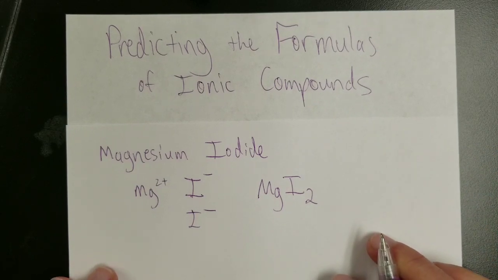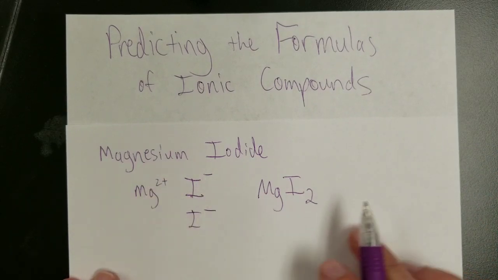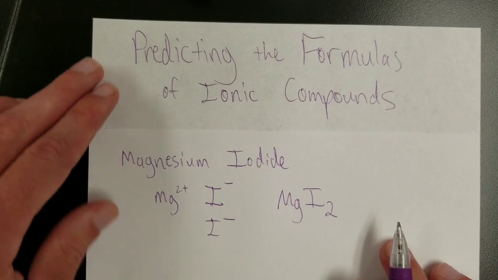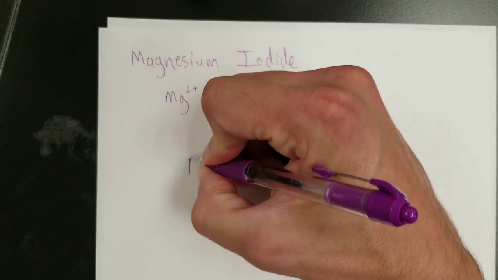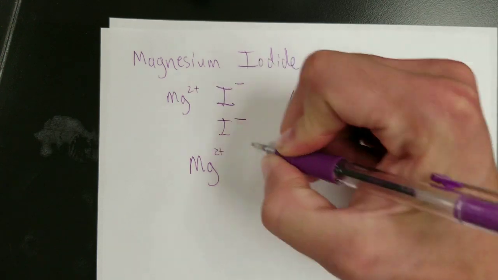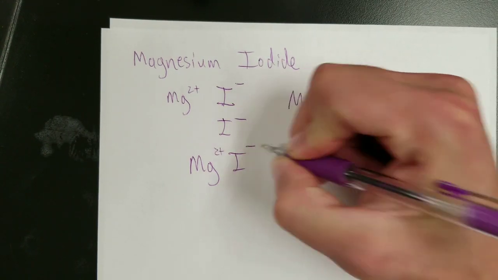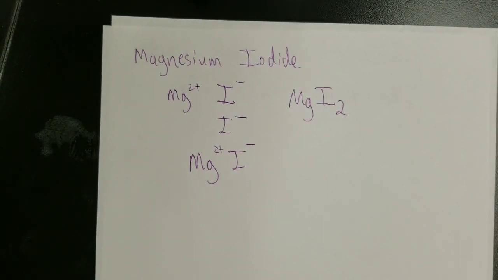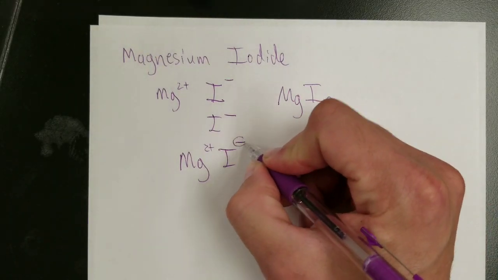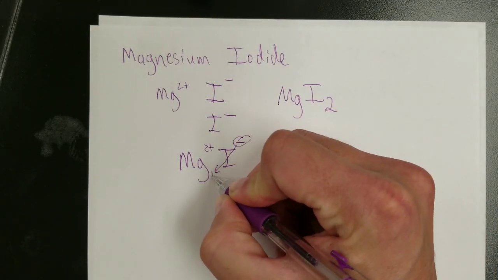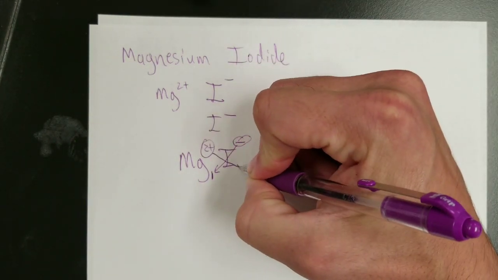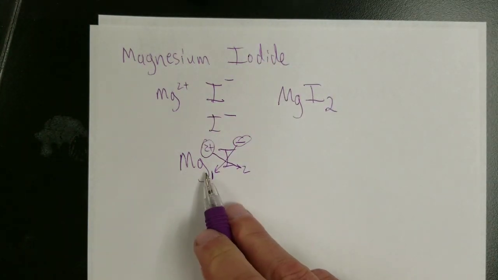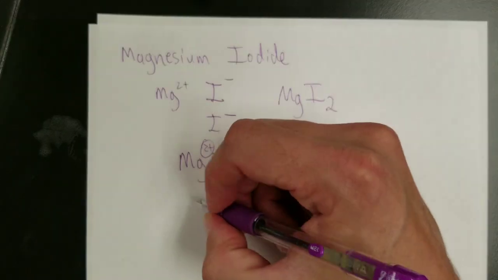Now wait, how else could I have gotten that? I was going to mention my favorite way, the crisscross method. Let's do that too. So I have magnesium, that's a 2+. I have iodine, that's a 1-. What I'm going to do is simply put this 1 right here. There's the 1. Take this 2, put the 2 right there. There's the 2. So that's 1 magnesium and 2 iodines.